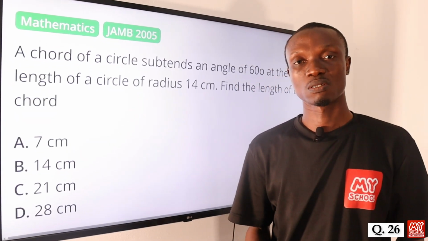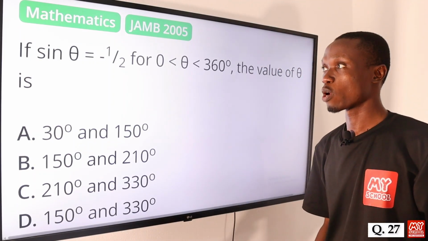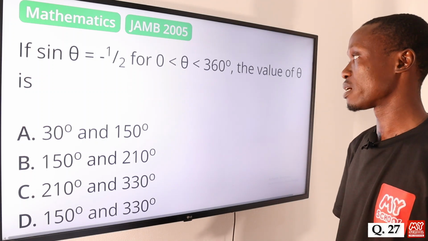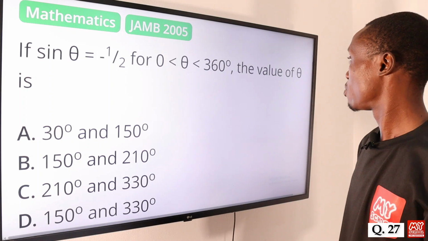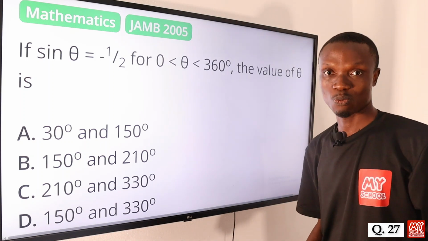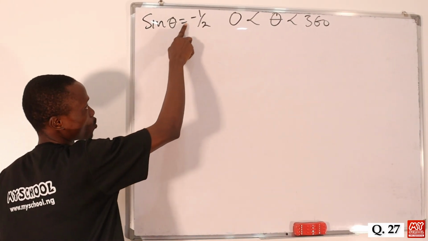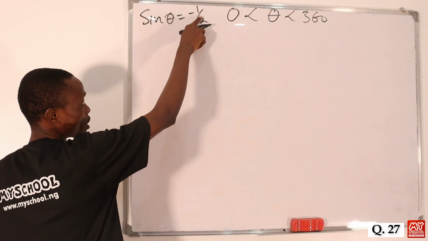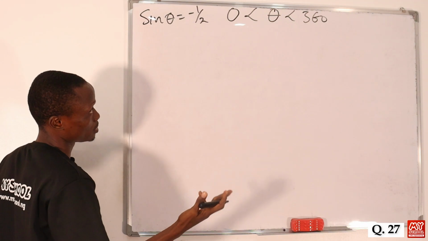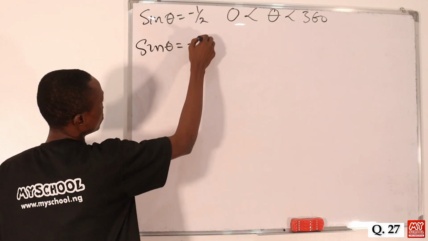Question 27. If sine theta is equal to minus 1 over 2 for 0 is less than theta is less than 360 degrees, the value of theta is... So let's move over to the board to provide the answer to this question. Remember, here we are told that sine theta is equal to minus 1 over 2. And remember, sine 30 degrees is equal to 1 over 2. So that means we are actually given sine theta to be equal to minus sine 30 degrees.